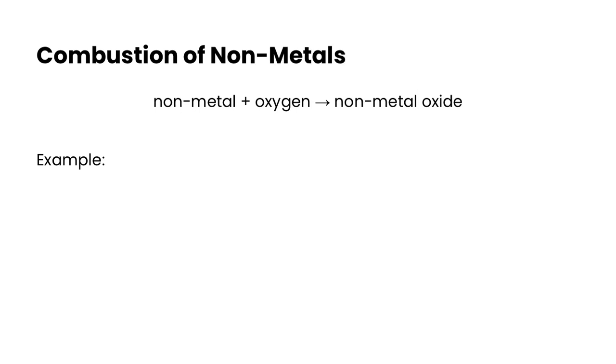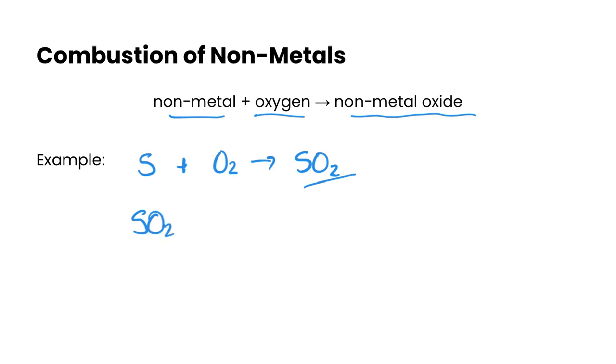Now, nonmetals are also oxidized when combusted in oxygen. If we take a nonmetal and we react it with oxygen, we're going to create a nonmetal oxide. Let's take, for example, sulfur, and we react that with oxygen. We're going to create sulfur dioxide. This one's interesting. This has environmental implications. We could take SO2, and we can further combust that, and that would produce SO3.